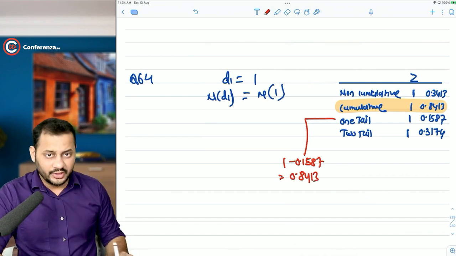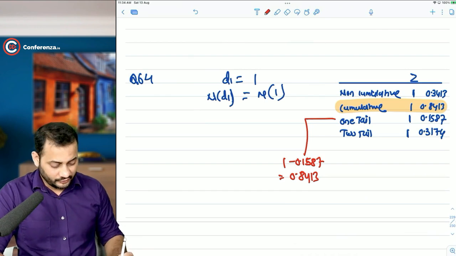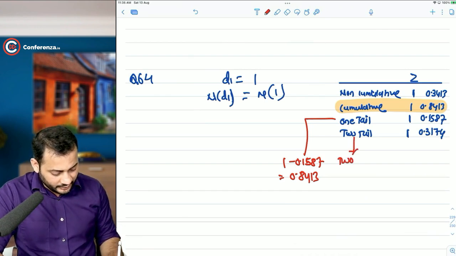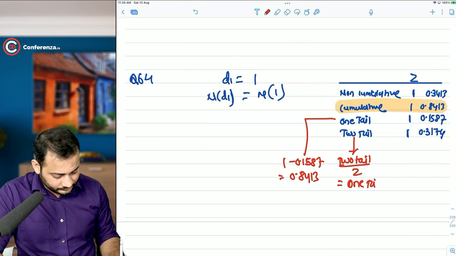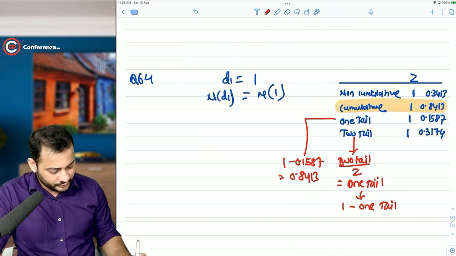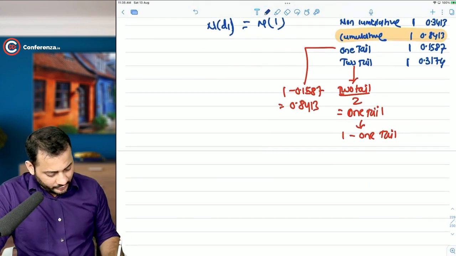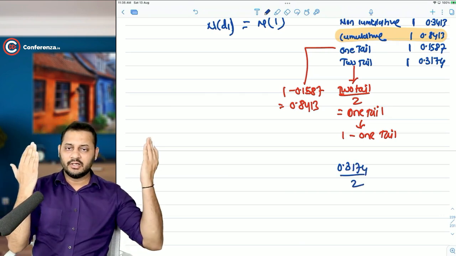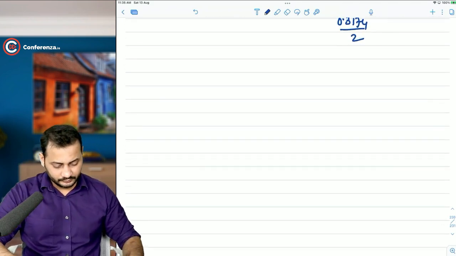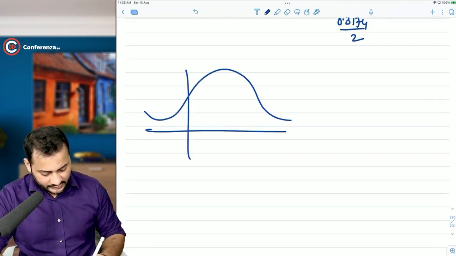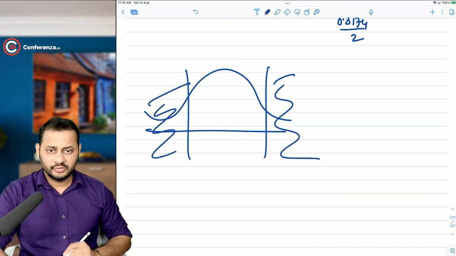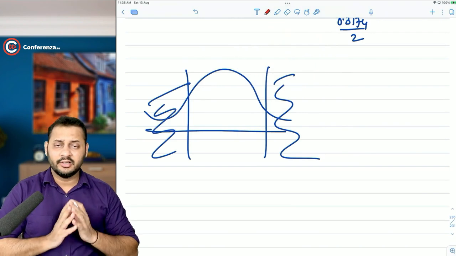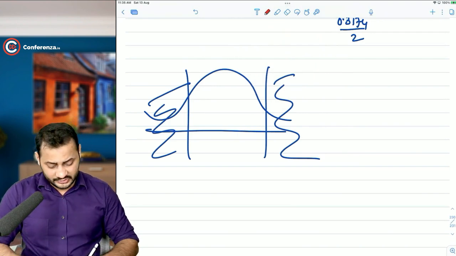If they are giving you two tail values, first what are you going to do? You will convert two tail to one tail by dividing by 2, and then 1 minus the one tail value will give you the body value. So let's try to solve it. The two tail value is 0.3174 divided by 2. This one tail and this one tail. We don't want these areas, right? In the normal probability distribution, what you want is this much area.